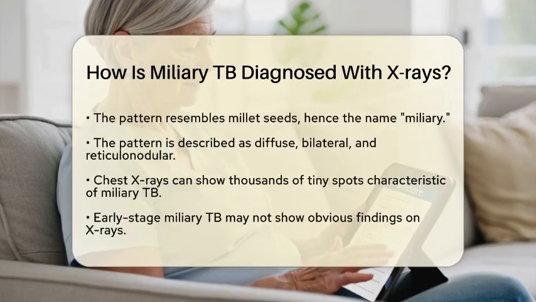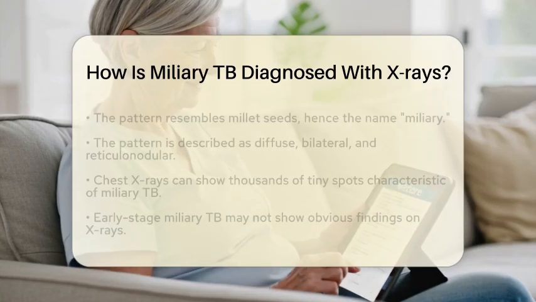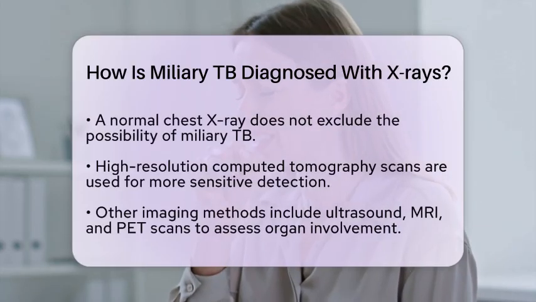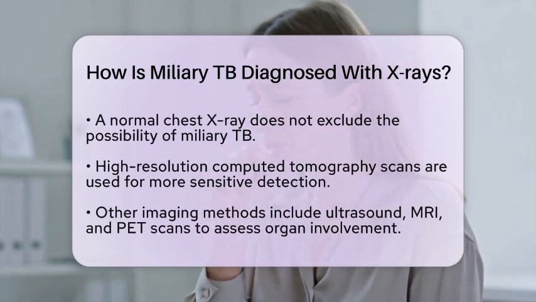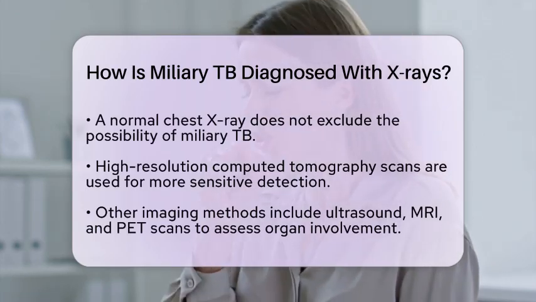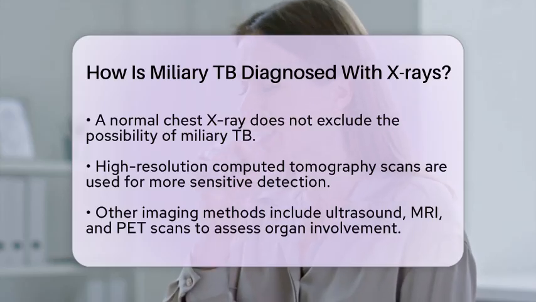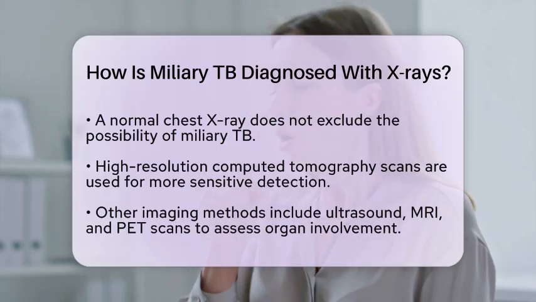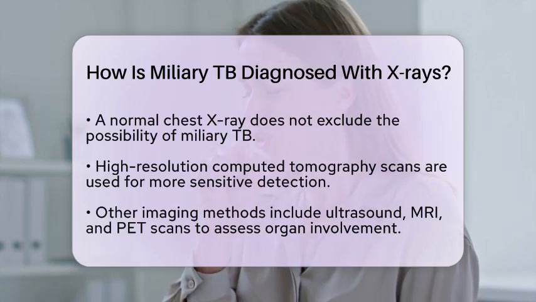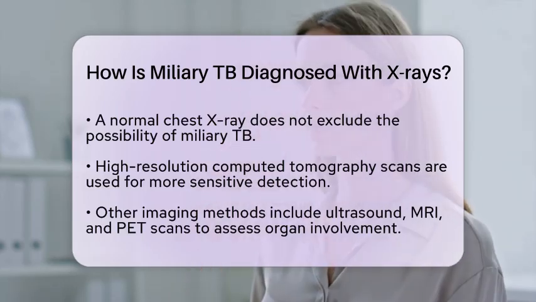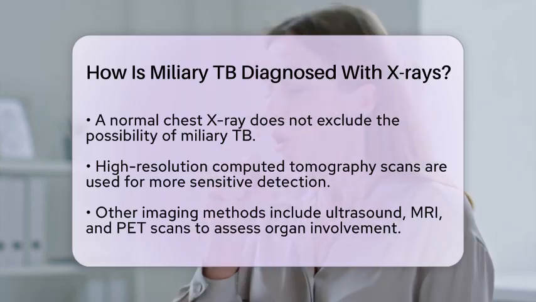In such cases, doctors may turn to more sensitive imaging techniques, like high-resolution computed tomography scans, to identify smaller or less visible lesions and assess the extent of lung involvement more accurately. Besides chest X-rays and computed tomography scans, other imaging methods like ultrasound, magnetic resonance imaging, and positron emission tomography scans may also be used. These techniques help evaluate whether other organs are affected, since miliary TB can impact multiple areas of the body. While chest X-rays provide essential visual evidence, diagnosing miliary TB requires more than just imaging.